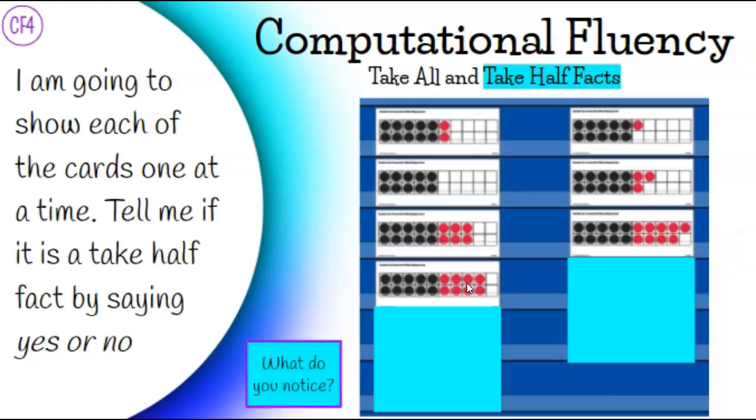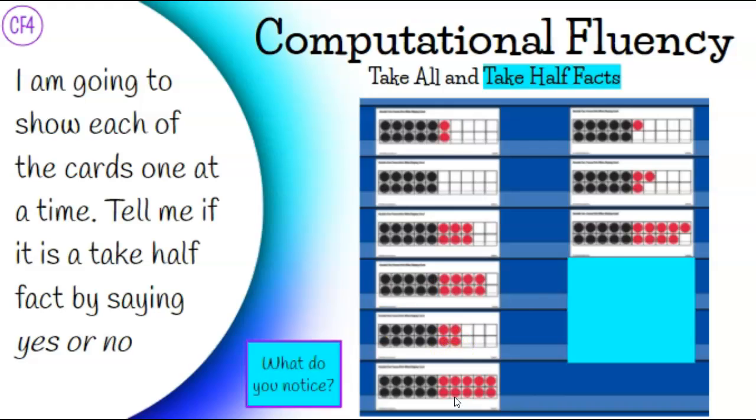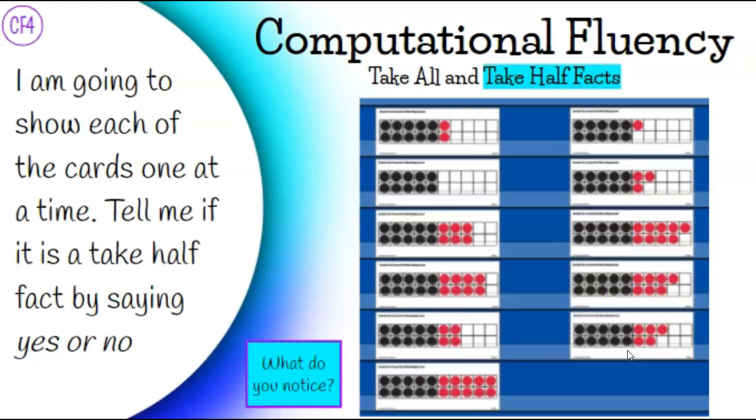Let me quickly uncover the rest of these. I'm sure you see this pattern that I've created here. Everything on the left-hand side is an example of a take half fact. Those are all the even numbers. I could take half away and I would be left with exactly half that amount on the card above. Now, this side, these are not take half facts. If you notice, those are all odd numbers.